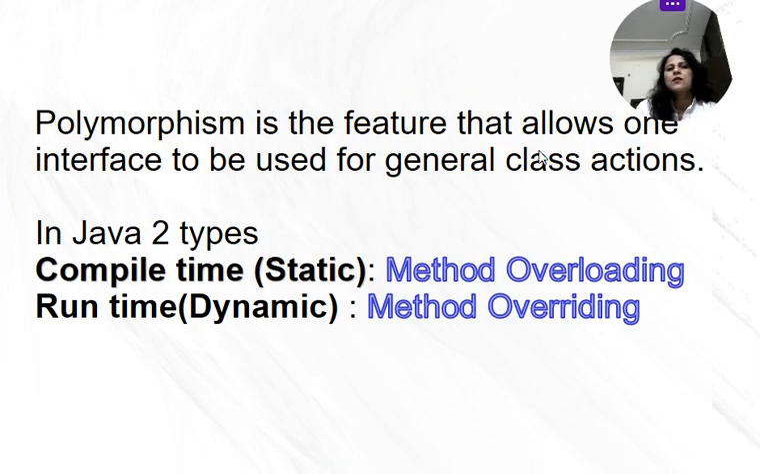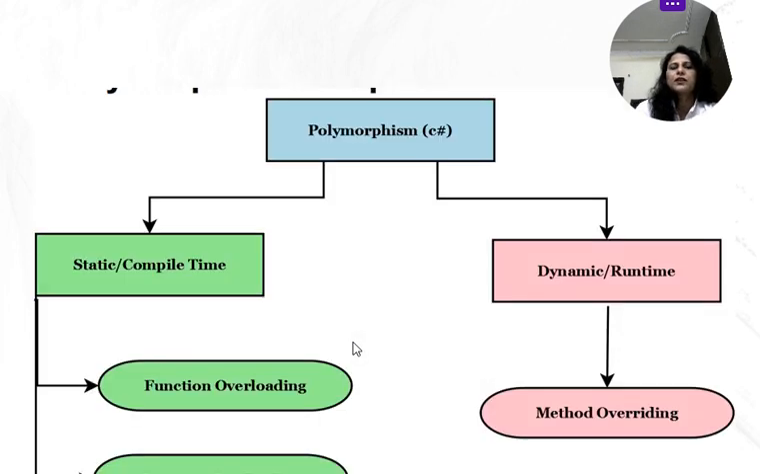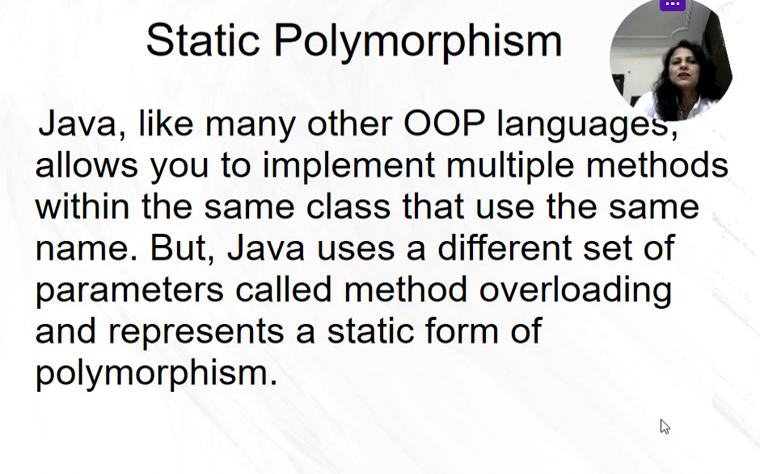will be specified. Polymorphism is a feature that allows one interface to be used for general class actions. In Java, two types are there: compile time and runtime. Compile time is method overloading, runtime is method overriding. So compile time is static, and runtime is dynamic. So this is polymorphism: static, compile time, method overloading, and dynamic, runtime, method overriding.